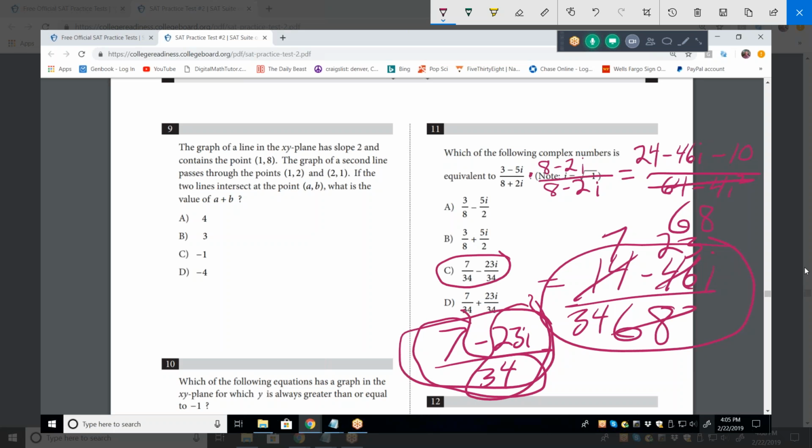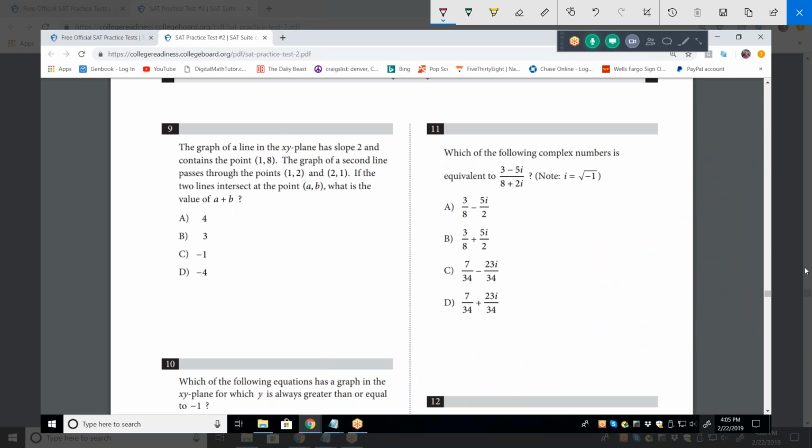Perfect. And they will almost never give you something that isn't simplified. I would be shocked if they ever had 14 minus 46 over 68, just because it's kind of the rules of mathematics that you simplify. Although I will add something to that statement. You're familiar with the grid-in portion of this test? Yes. You can answer a grid-in question with that answer.